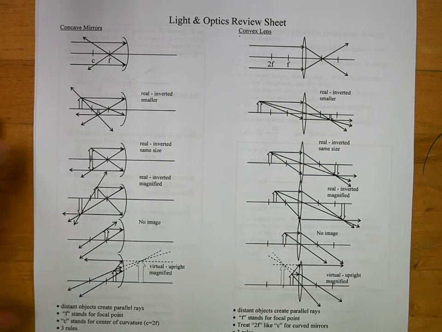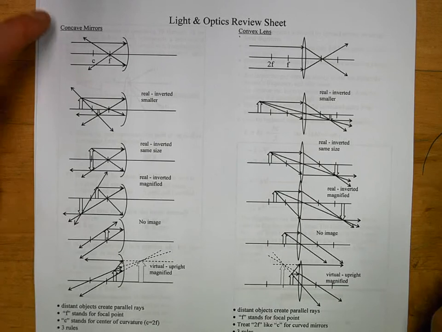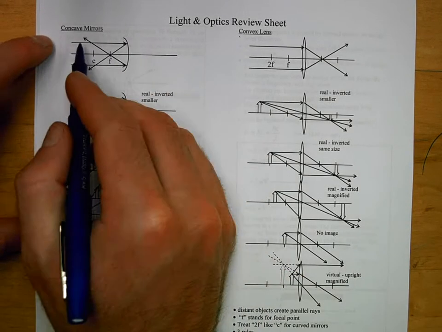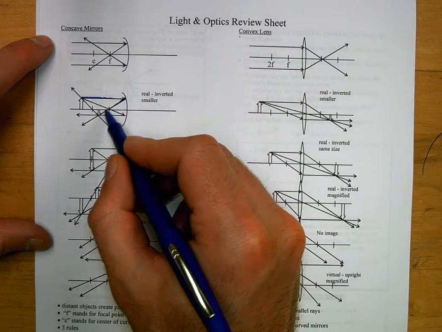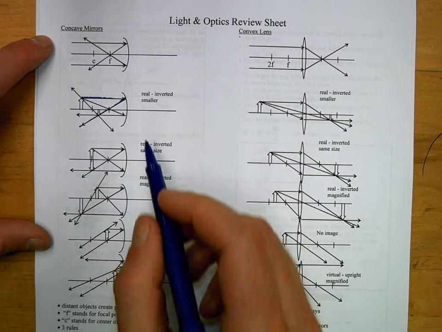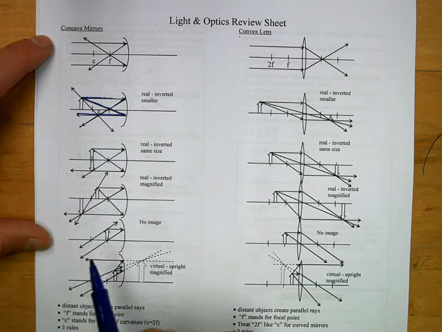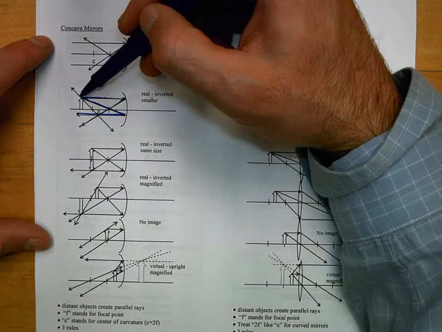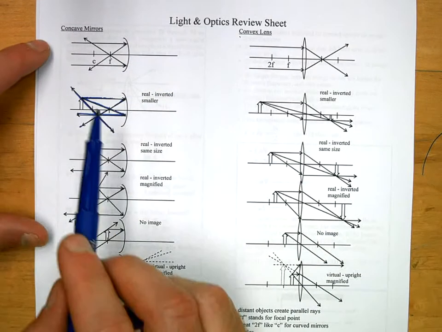Okay, we learned our three rules for ray diagrams. Rule 1, the first ray comes in parallel and it reflects through the focus. Here's the focus right here. Rule 2, it comes in through the focus, it reflects parallel to the principal axis. Rule number 3, going through the center of curvature and back through the center of curvature. We draw the image where the three rays meet.